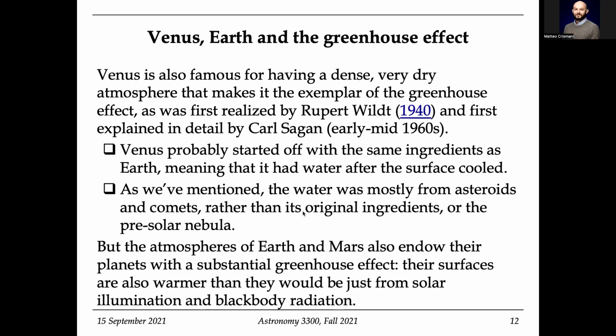The greenhouse effect is obviously famous. We'll talk about that in detail. We'll talk about the Earth in a few seconds. We think, and this is really hard to prove, that Venus started off with the same ingredients. So it's a giant assumption that Earth had water and that Venus had water, because we have one. After the surface cooled, we assume that water was delivered to both of these planets. And of course, for reasons that we'll talk about, it's not possible to prove.